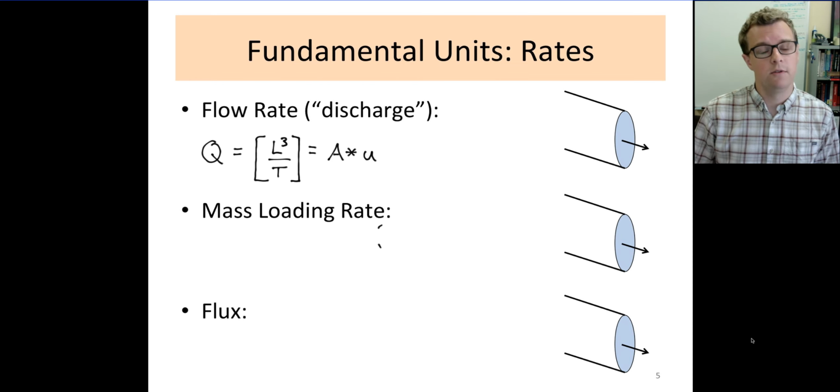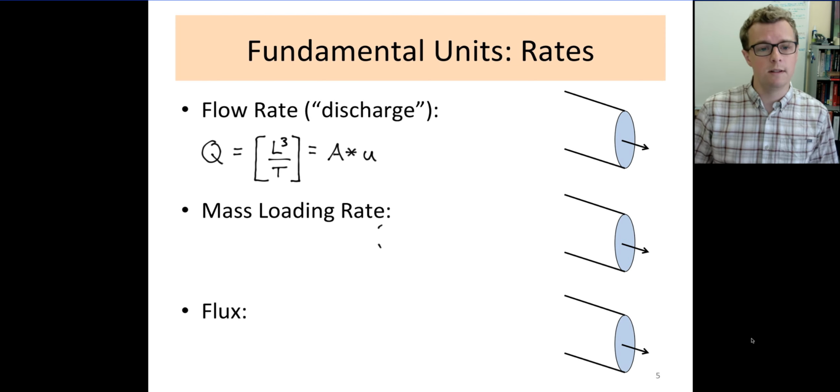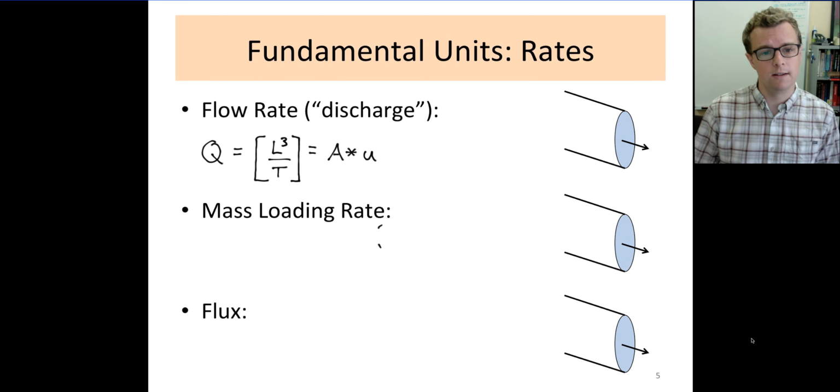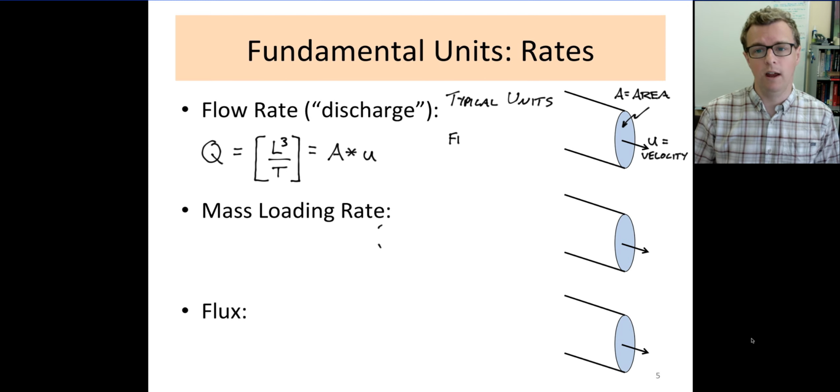In this class, for flow rate, or what's commonly thought of as discharge, volumetric flow, so the amount of water per time, or a volume per time moving through a system, we'll use a capital Q in this class. Notice the basic units are length cubed per time, and you can calculate that as the cross-sectional area times an average velocity. Typical units might be cubic feet per second, liters per second, or meters cubed per second.